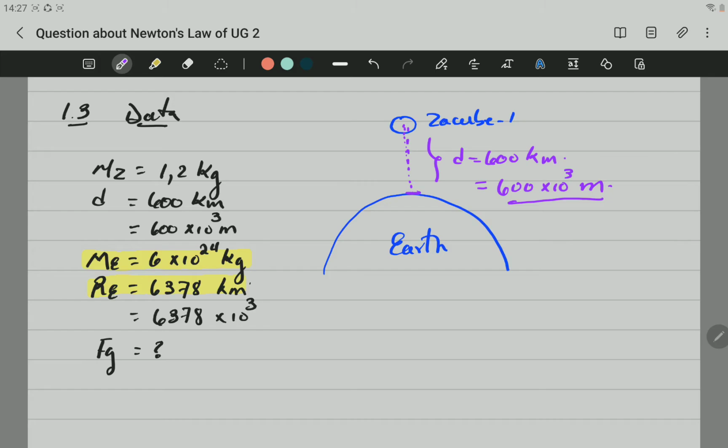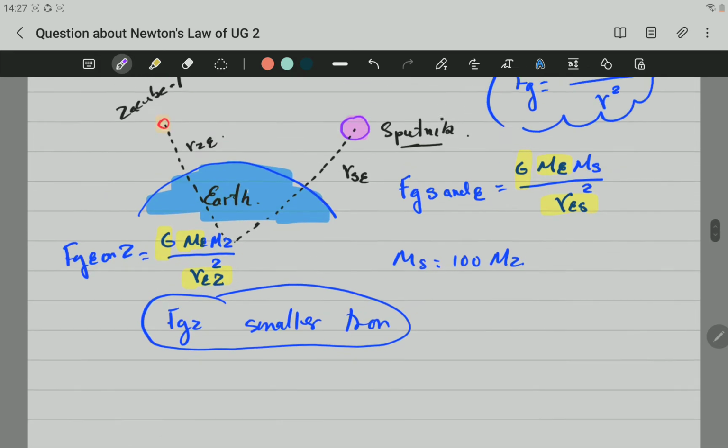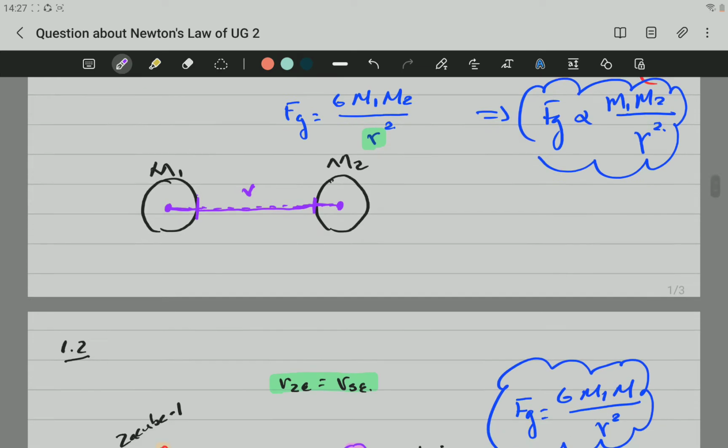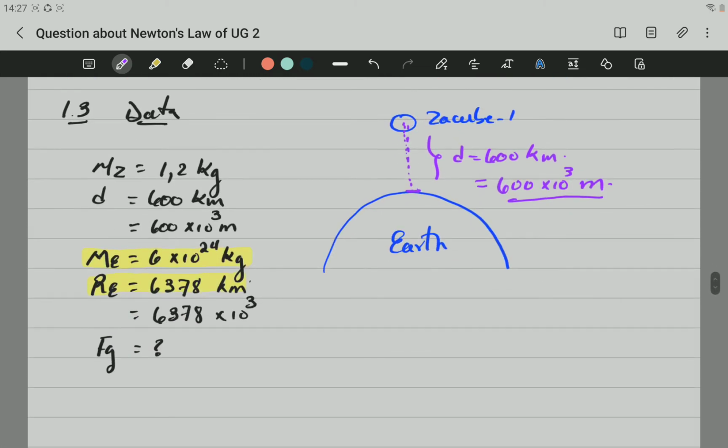That is the distance. However, as we explained here, and that was the purpose, it must be from the center of one object to the center of the other. Zakube is very small, so the center of Zakube does not make any change, but the Earth is big. So here we need the radius of the Earth, because the total distance from Zakube to the center of the Earth will be the addition of the radius of the Earth plus the distance of 600.